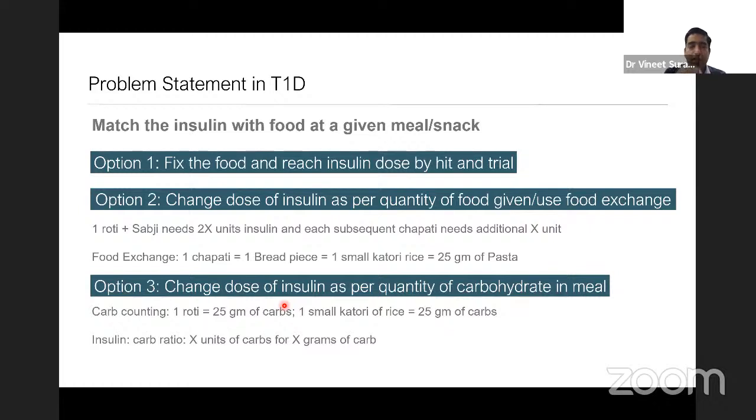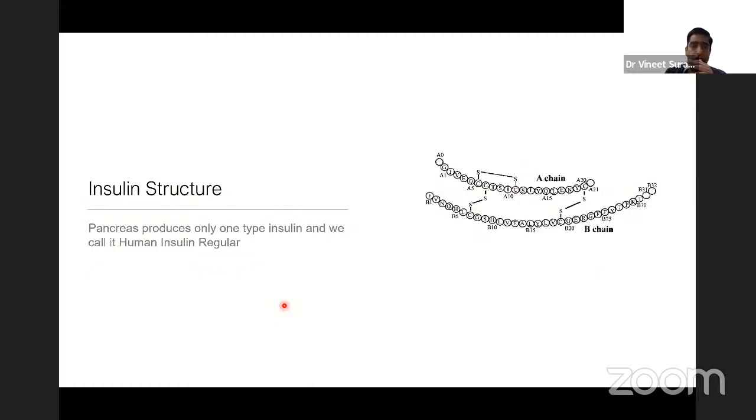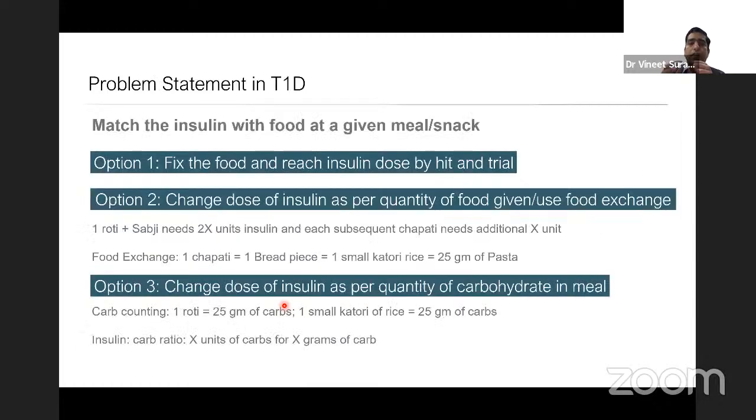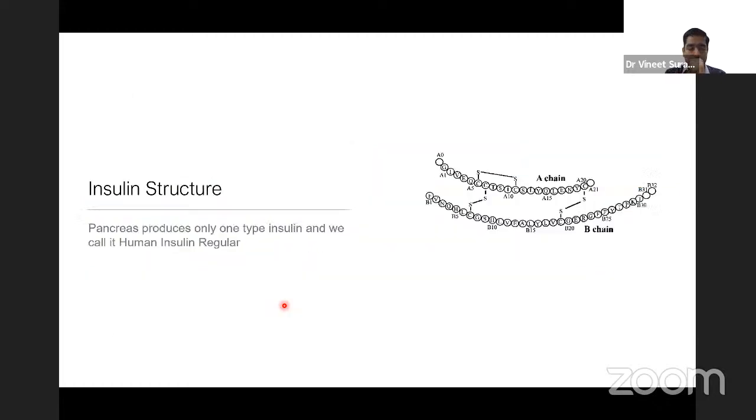Now, how do we decide that? That's called the insulin carb ratio. That means X units of insulin for X grams of carbs. I'll come back to this later, and there is also a dedicated session on carb counting, which I believe is going to happen after next to next, where we'll again come back to this. Now, what we need to understand is the basics of insulin.